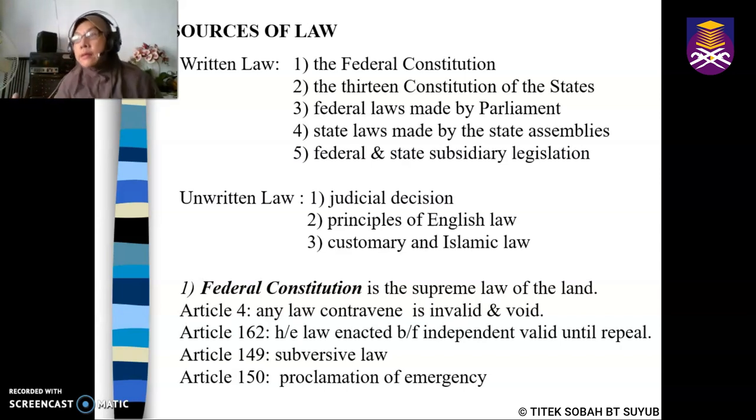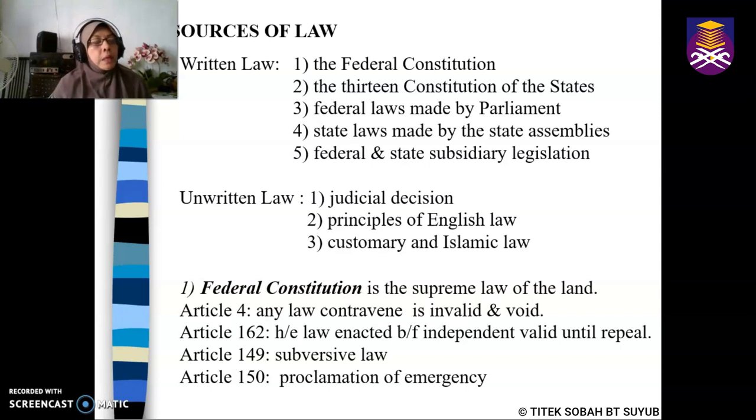However, there are certain laws which, though they contravene or contradict the provisions of the constitution, are still valid, because they are allowed by the constitution itself. Article 162 refers to those laws enacted before we gained independence, before 1957, very old laws. If such a law is still in existence and has not been repealed, even though it contradicts the constitution, it will still be a valid law.